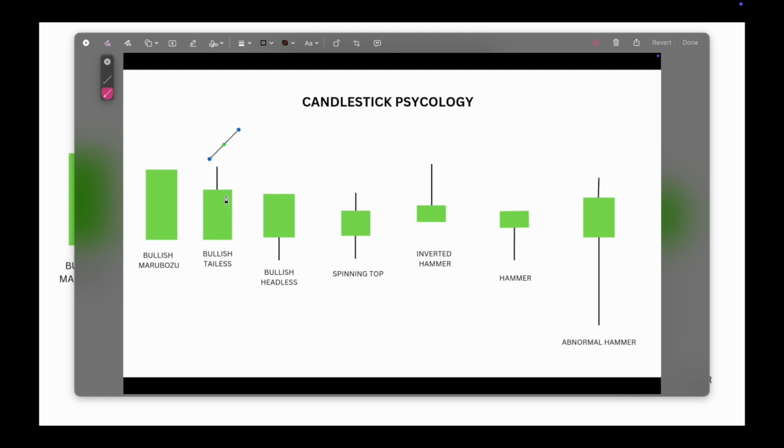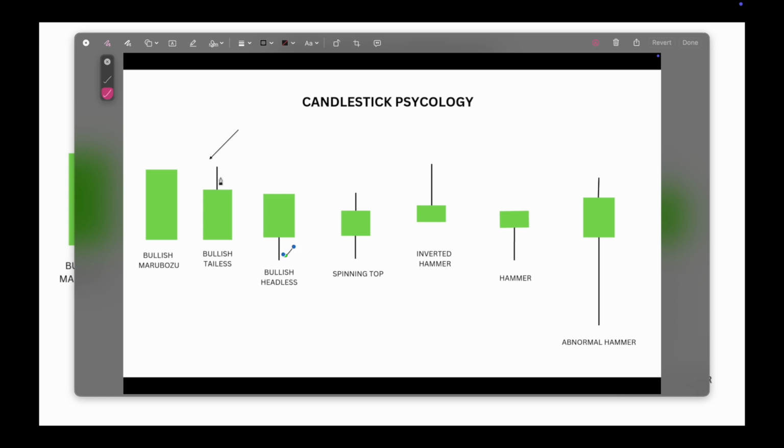In a green candle, the head is always at the top and the tail is always at the bottom. Here, this is a bullish headless candle. Why? Because it doesn't have an upper wick and it has only a lower wick. This is called a bullish headless candle. I will tell you the importance of each and every candle, but for now you have to understand this. Even if there's a small upper wick, it doesn't really matter. We can consider it headless or tailless, it doesn't really matter. But here, just know the psychology.